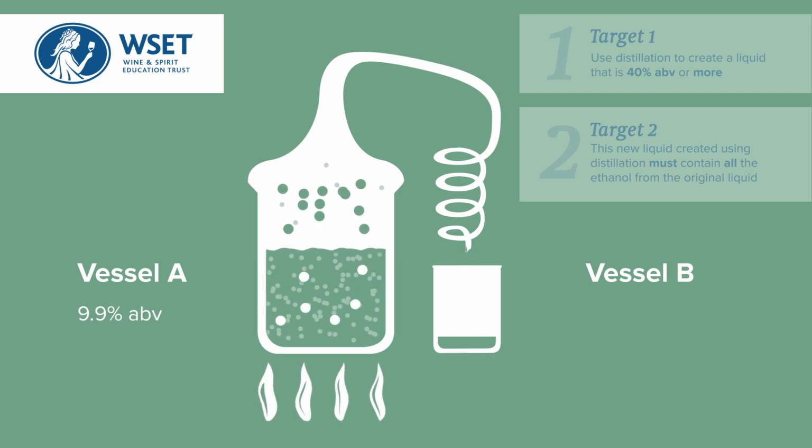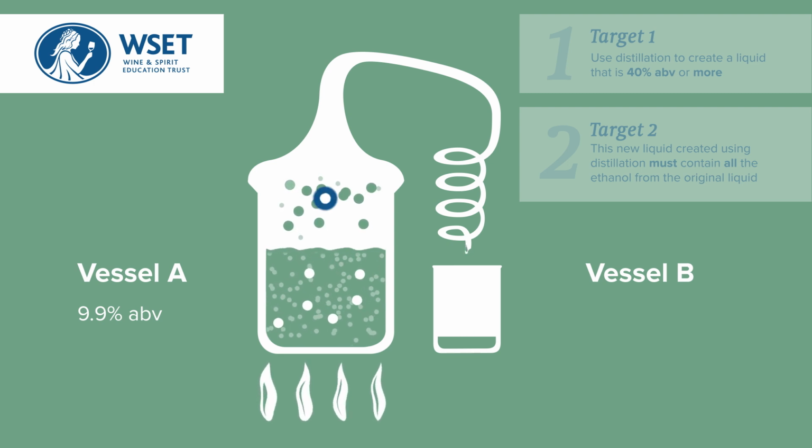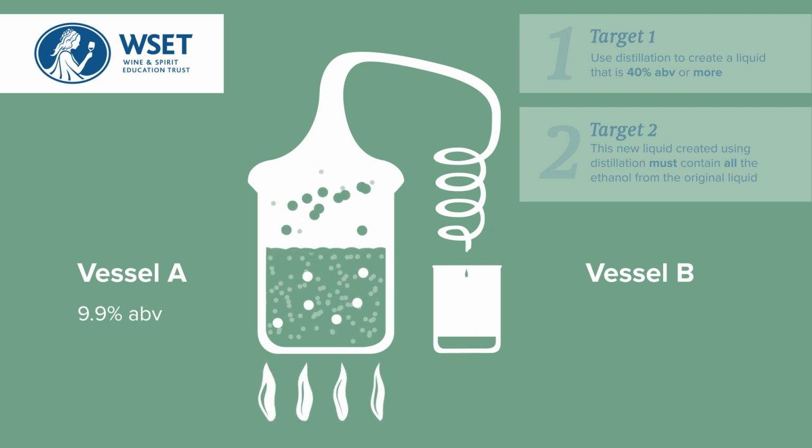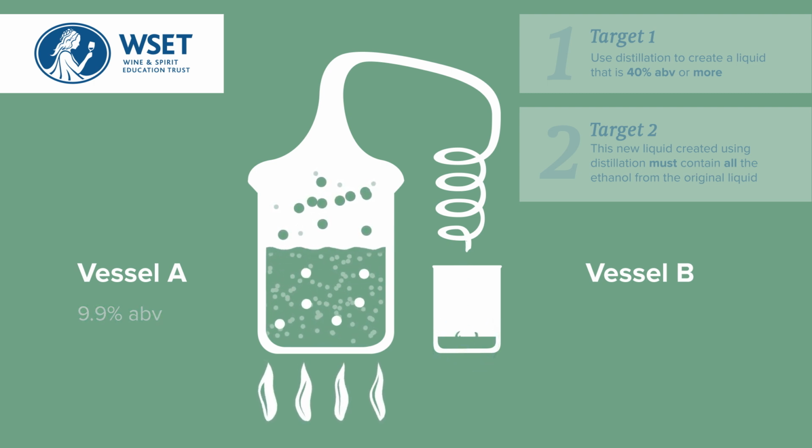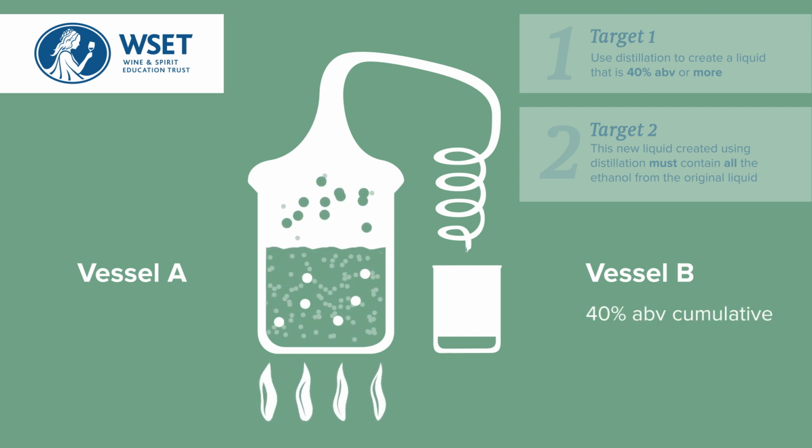This small drop of ABV in the original liquid in vessel A will result in a drop in the ABV of the vapour, the liquid flowing off the condenser, as well as the cumulative ABV of the liquid collected in vessel B. Sometime later, the cumulative ABV of the collected liquid has fallen to 40% ABV.